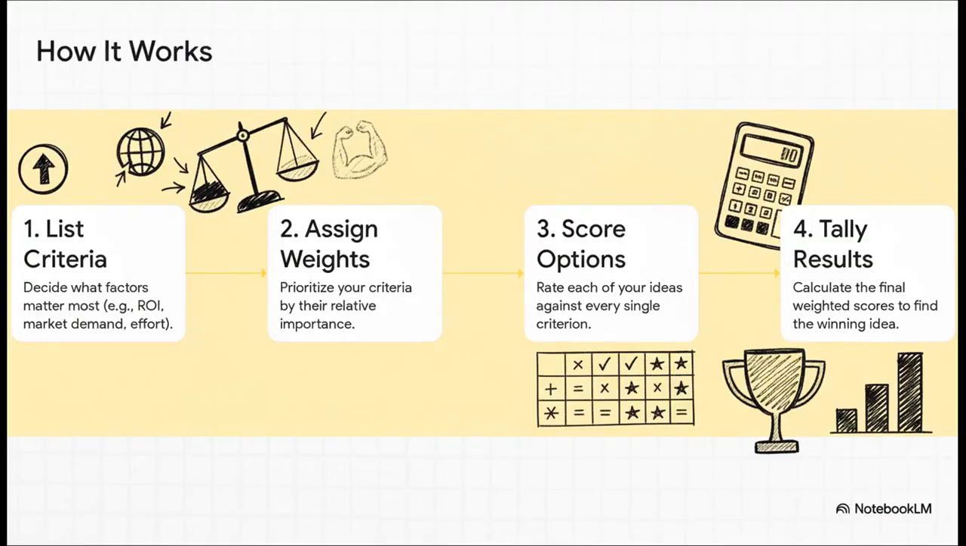I know, weighted scoring matrix sounds a little intimidating, but trust me, it's just 4 simple steps. First, you just list out what success looks like for you, your criteria, things like ROI or effort. Second, you assign a weight to each one based on how important it is. Third, you score each of your options against every single one of those criteria. And finally, you just add up the numbers. This process forces you to be objective and helps you avoid that classic trap of falling in love with an idea just because it was yours.